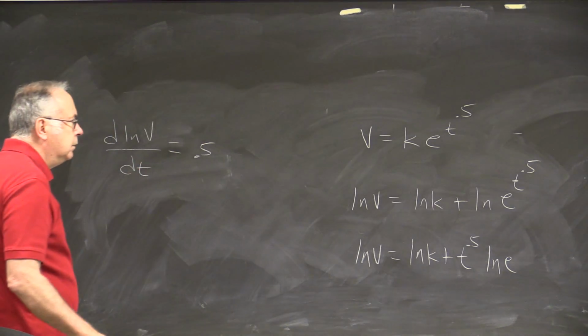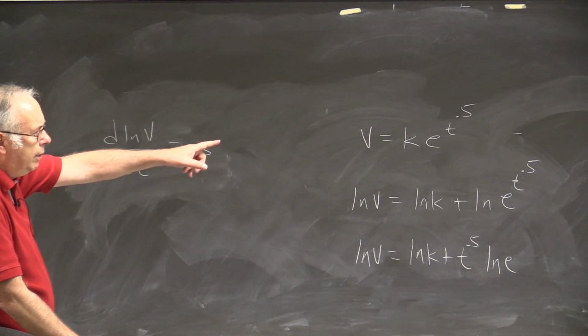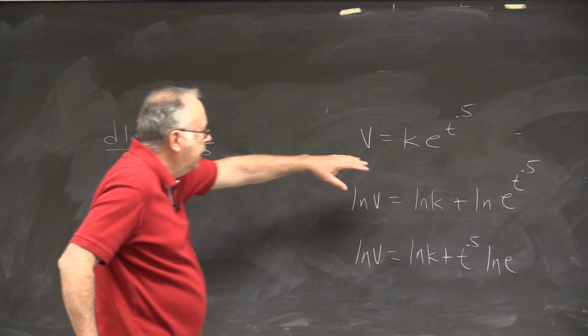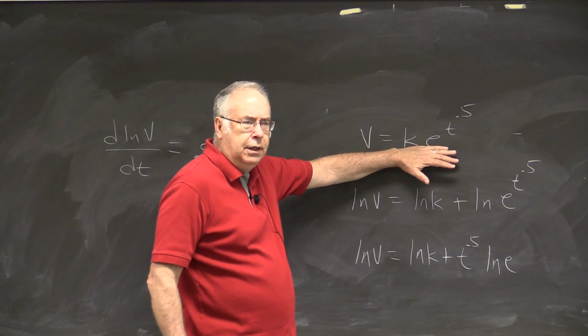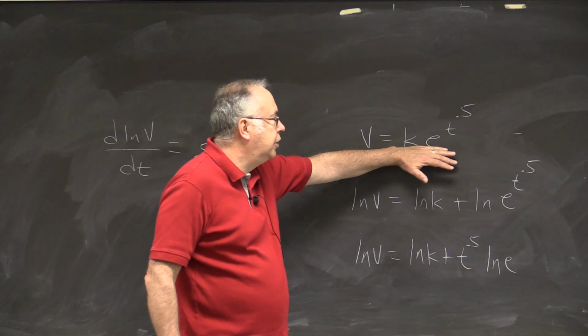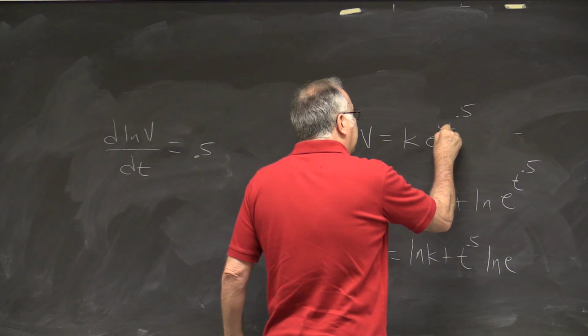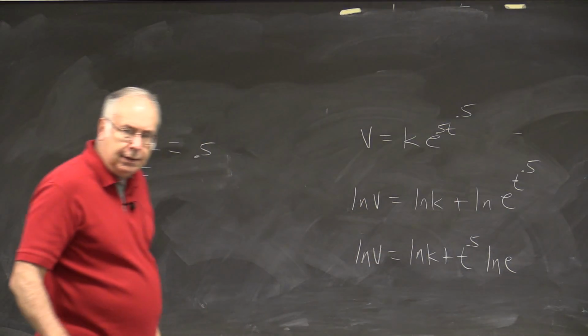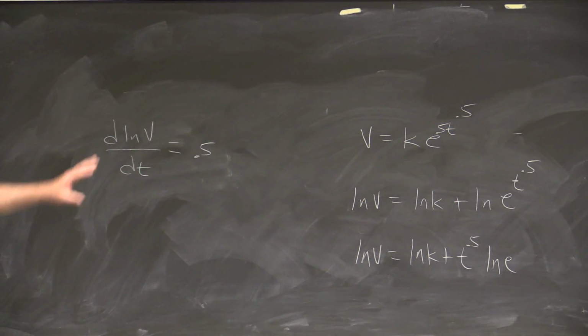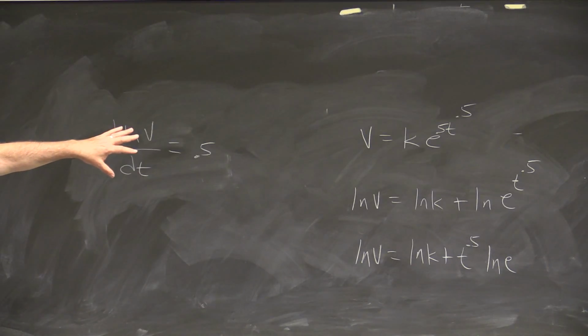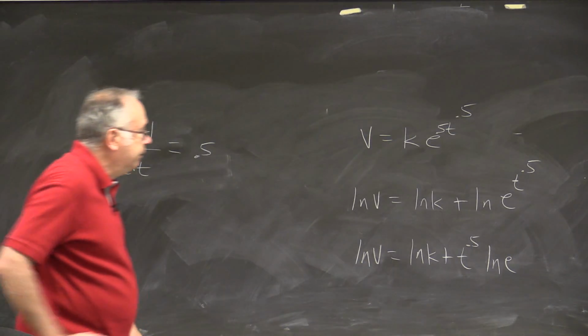Oh, wait a second. I made a mistake here. Somebody pointed it out. This is not our V function, is it? Our V function is really 0.5 times this. I'm doing the problem we did in class, not the quiz problem. So let's go back. The proper V function is this.